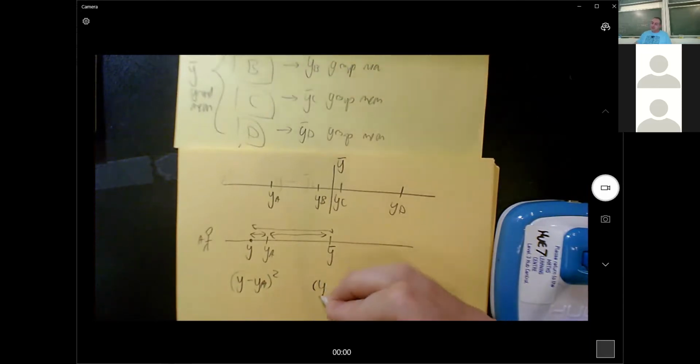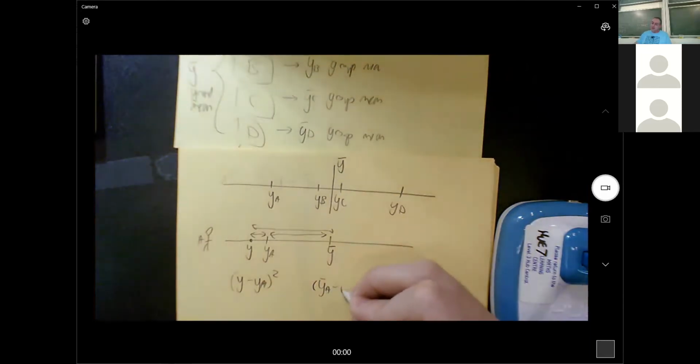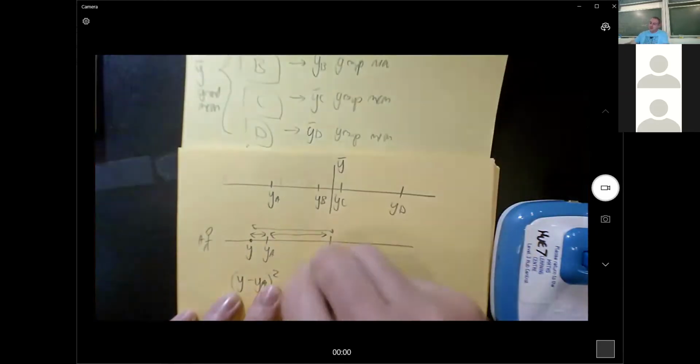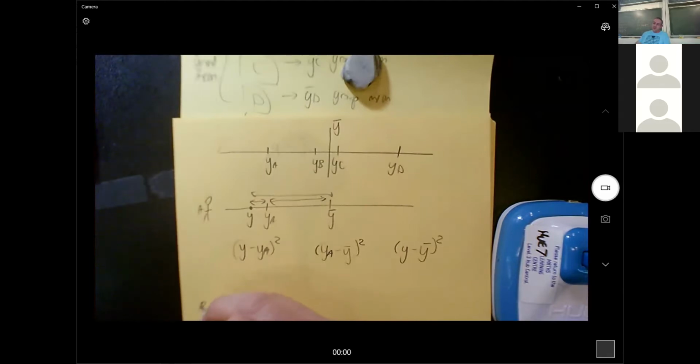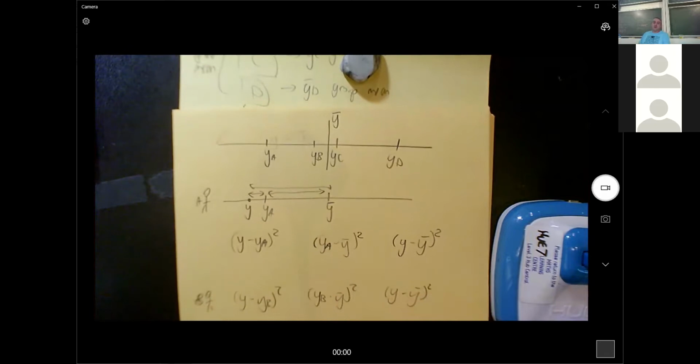And they're also going to have a ya minus y bar squared, because subtracting things is how far apart they are. When you subtract things, it tells you the distance between them. And I'm also going to calculate how far they are from the grand mean as well. These three things are all going to be calculated. And then for the next person who's maybe in group B, it'll be y minus yb squared, yb minus y bar squared, and y minus y bar squared for this person here.